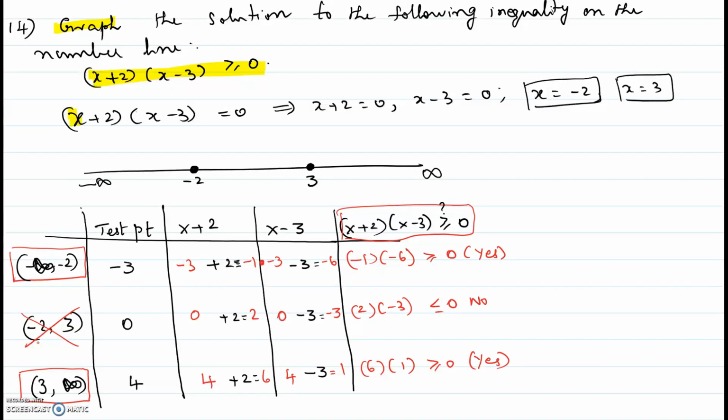As the question is graphing, we are going to shade the part corresponding to negative infinity to negative 2, starting at negative 2, and then 3 through infinity.